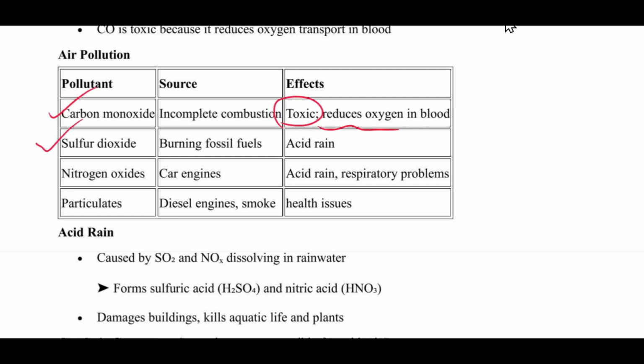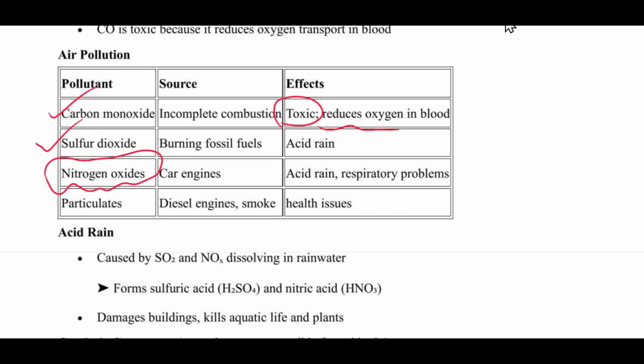Let's see another important pollutant, sulfur dioxide. What is the main source of sulfur dioxide? It's also the burning of fuels. Those fuels that have sulfur in them, if you burn them, the sulfur will react with oxygen and give you sulfur dioxide. And what is the main effect of sulfur dioxide? It is the main component of acid rain. The main reason behind acid rain is two gases. One is sulfur dioxide and the other one is nitrogen oxide.